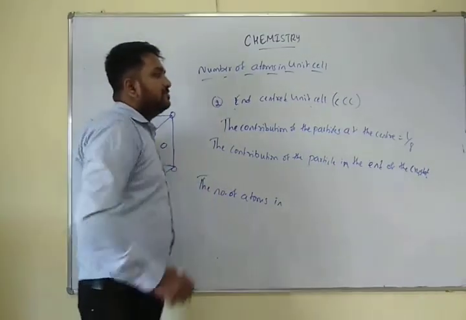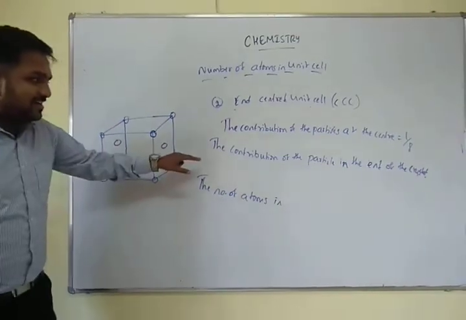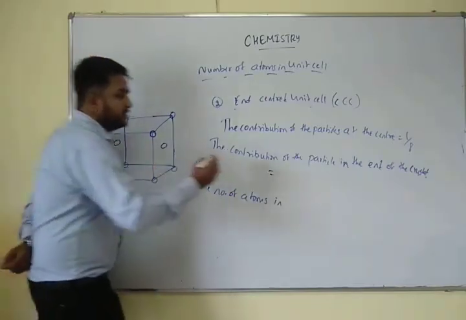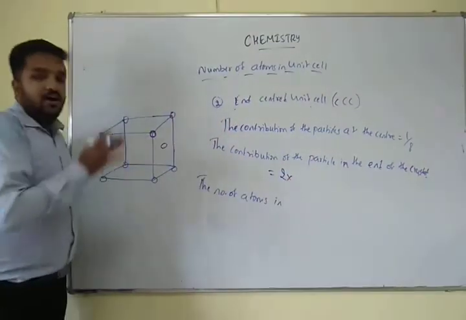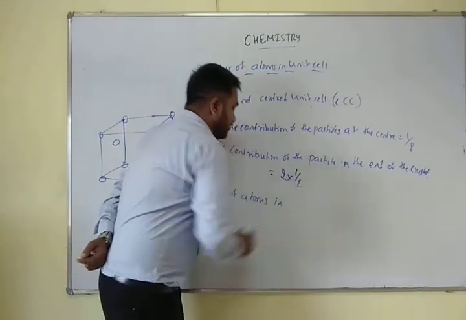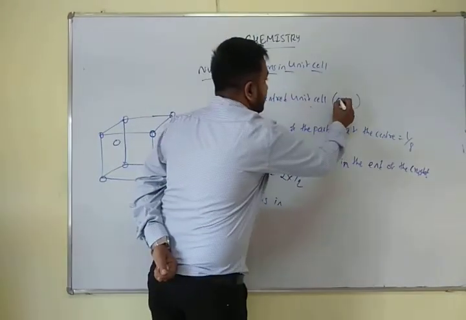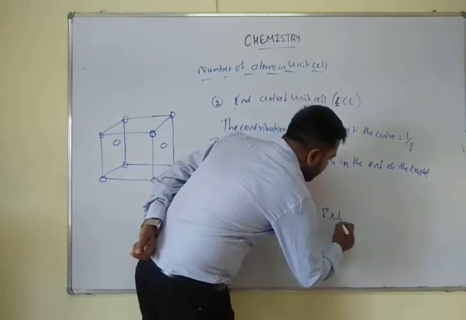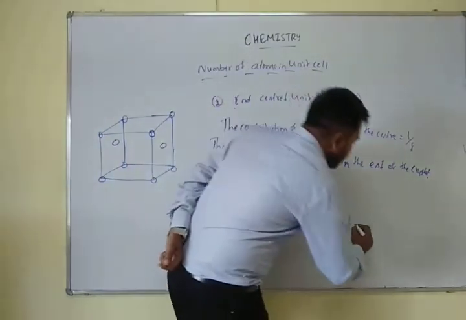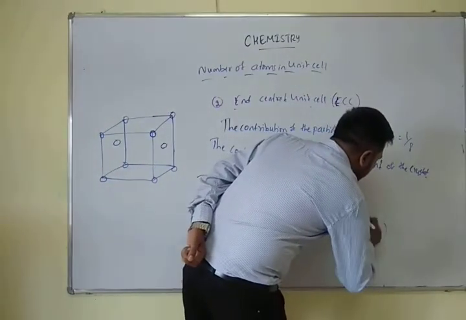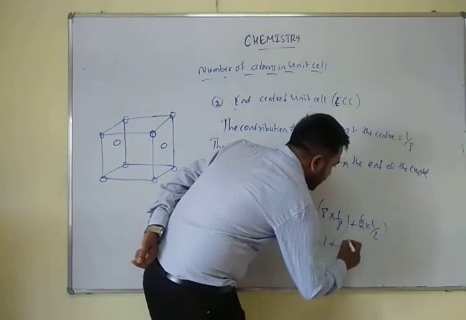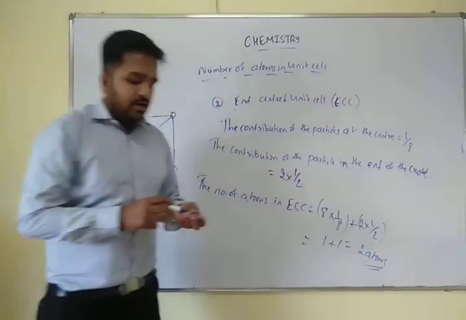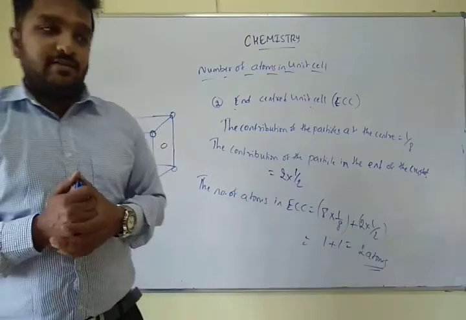So the contribution of the particles at the corners is 1 by 8, and the contribution of the particles at the ends of the crystal: we have two particles, but each will be shared half, so 2 into 1 by 2. So the number of atoms in end centered cell will be 8 into 1 by 8, for the corner particles, plus 2 into 1 by 2. That means 1 plus 1, 2 atoms. This is how we find the number of atoms in the crystal system.